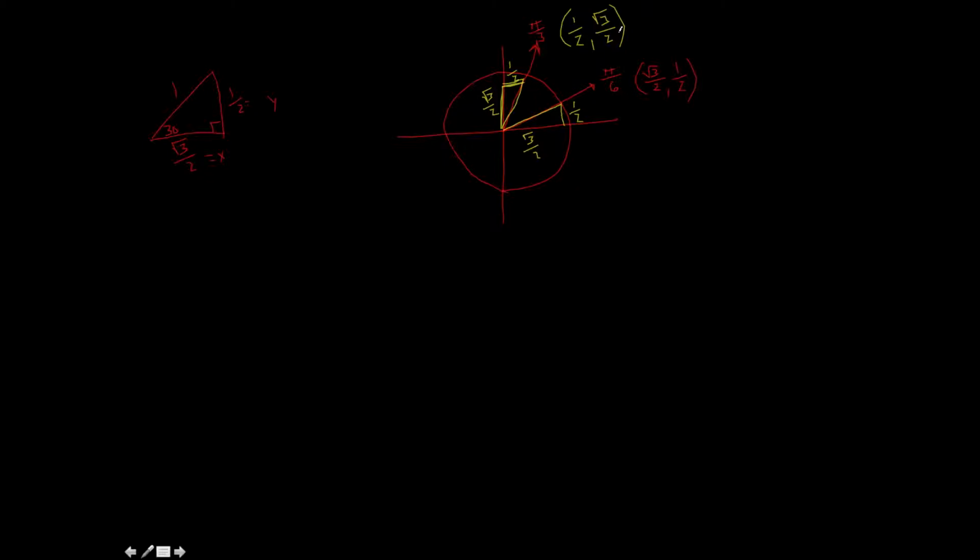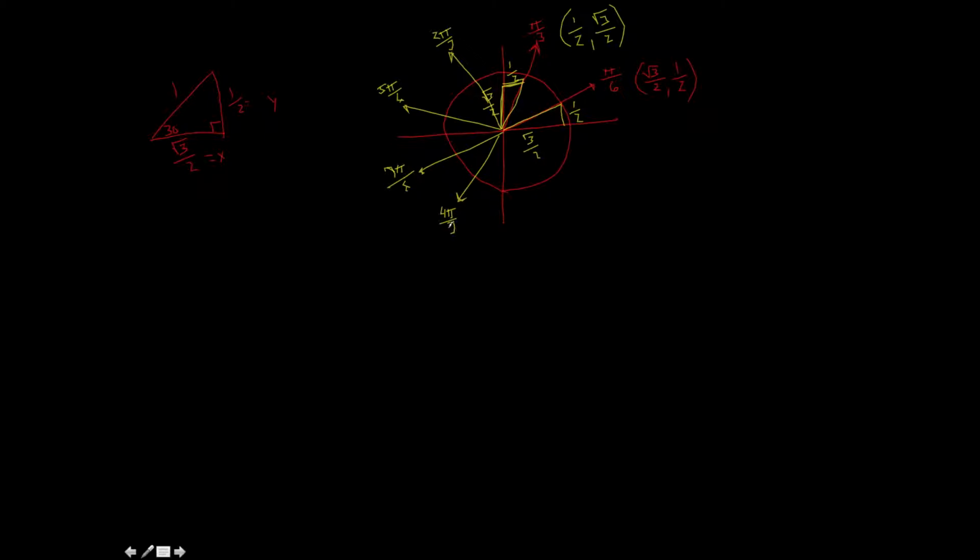Now once you have these two, you can pretty much get the rest of them from simple multiples. Okay, so right here we have 2 pi over 3. Right here we have 5 pi over 6. At this point we have 7 pi over 6 that we talked about earlier. At this point we have 4 pi over 3.